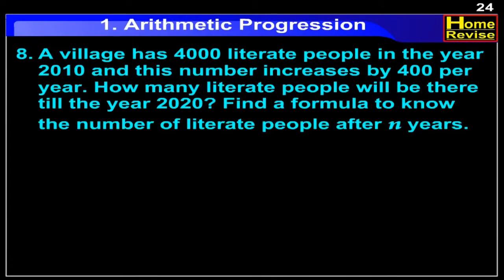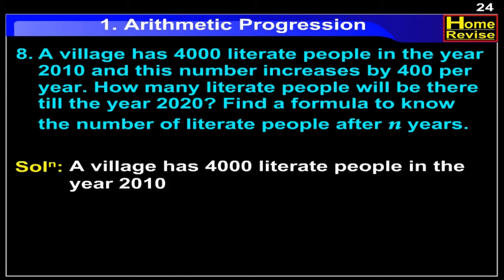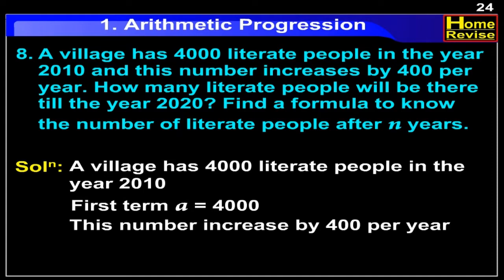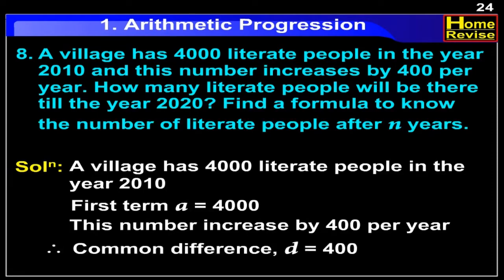A village has 4,000 literate people in the year 2010. And this number increases by 400 per year. How many literate people will be there till the year 2020? Find a formula to know the number of literate people after n years. Solution. A village has 4,000 literate people in the year 2010. Hence, first term a is equal to 4,000. And this number increases by 400 per year. Therefore, the common difference d is equal to 400.